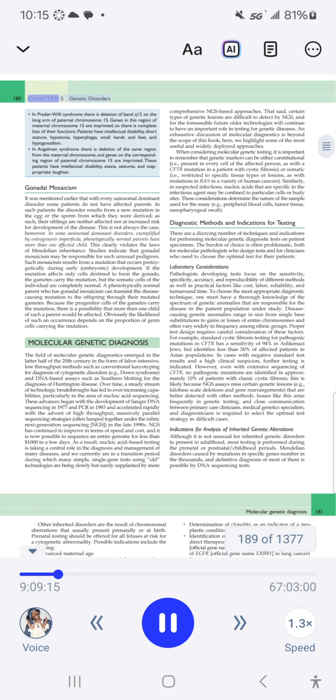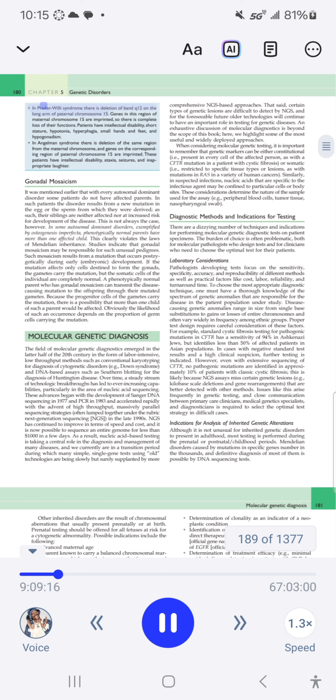Single gene. Chapter 5. Genetic disorders. In Prader-Willi syndrome, there is deletion of band q12 on the long arm of paternal chromosome 15. Genes in this region of maternal chromosome 15 are imprinted, so there is complete loss of their functions. Patients have intellectual disability, short stature, hypotonia, hyperphagia, small hands and feet, and hypogonadism. In Angelman syndrome, there is deletion of the same region from the maternal chromosome, and genes on the corresponding region of paternal chromosome 15 are imprinted. These patients have intellectual disability, ataxia, seizures, and inappropriate laughter.